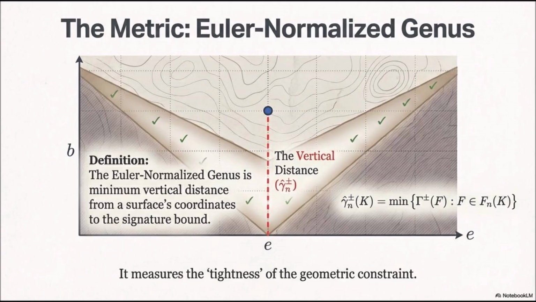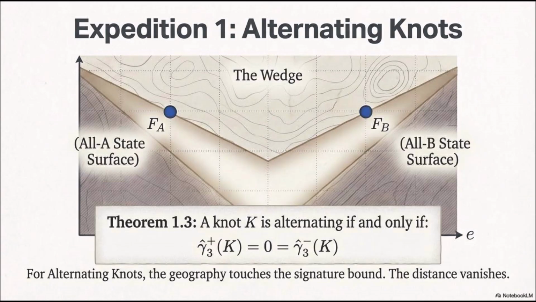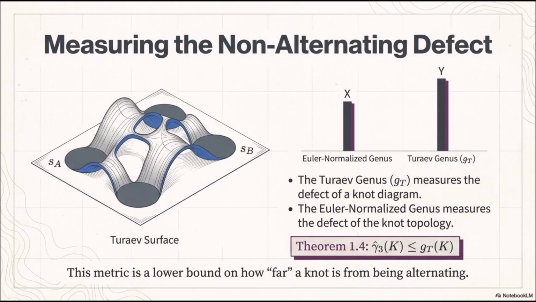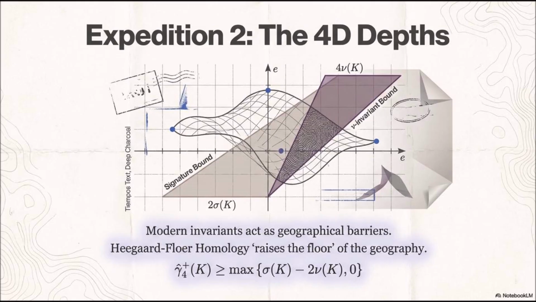And they define compressing disks and boundary compressing disks. These are ways a surface can be flabby or redundant. A compressing disk means your surface has a sort of bubble that you could pop to simplify it. A boundary compressing disk means it has a flap near the edge that you could smooth out. And an essential surface is one that has neither of these.